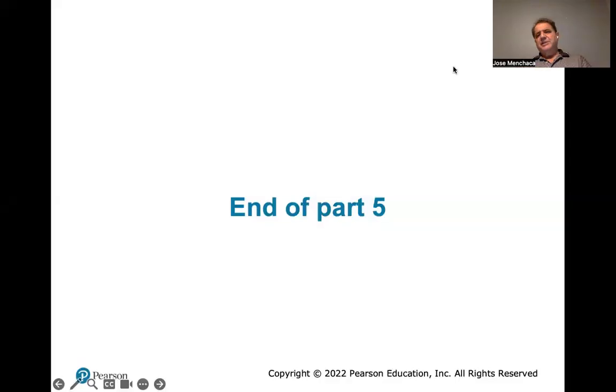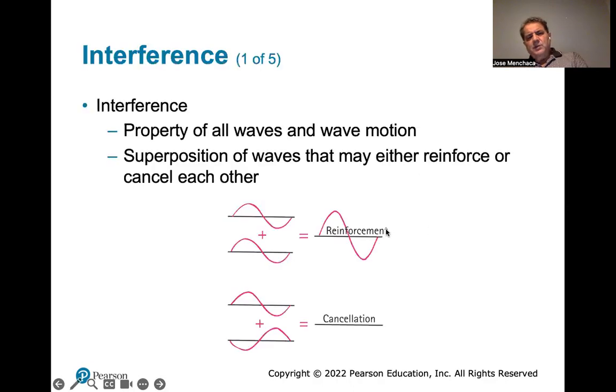Okay, this is the last section of chapter 20 on sound. We're going to talk about interference, beats, and a little bit about AM and FM, amplitude modulation and frequency modulation. We're going to talk about interference, a property of all waves and wave motion, the superposition of waves that may either reinforce or cancel each other.